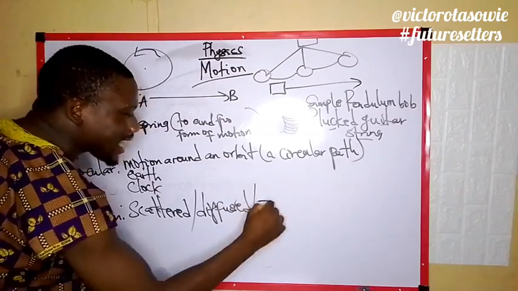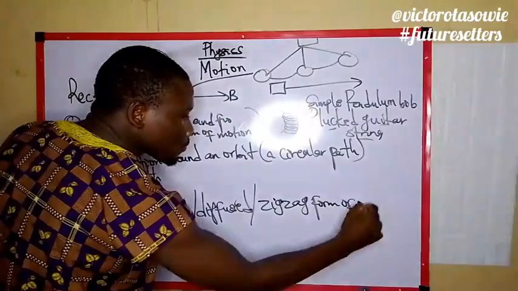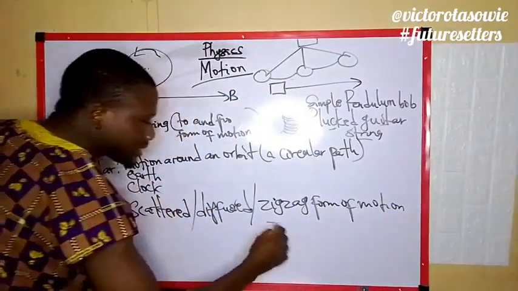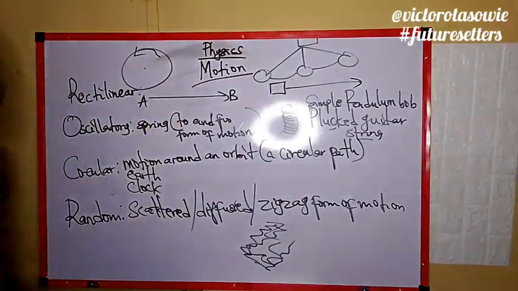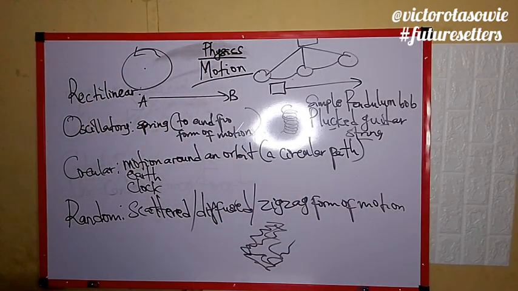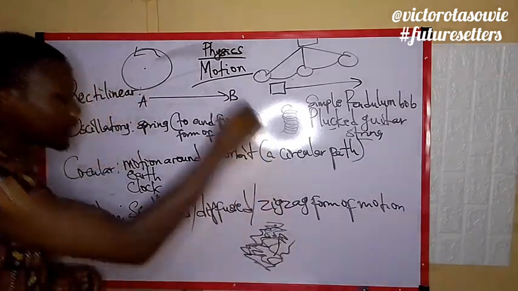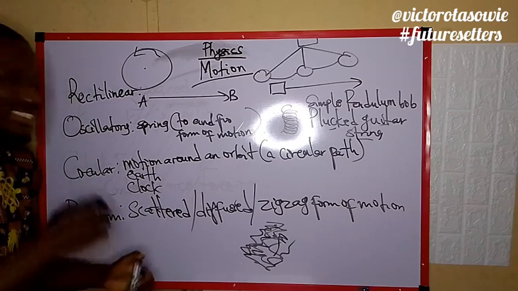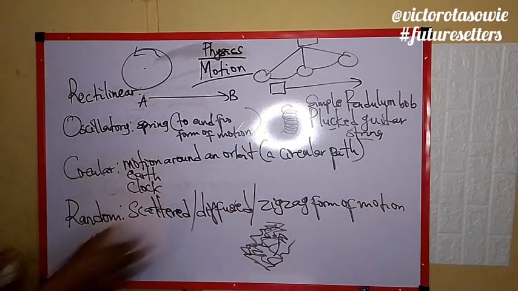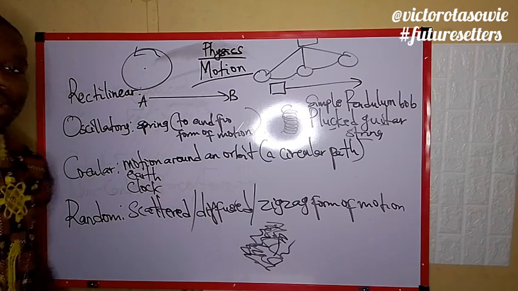We call it a zigzag form of motion. So you cannot really tell the way it's moving, it's moving around like this. That's zigzag, random motion. You cannot tell. It is just moving around, scattered. That's what we call random motion. So it is diffused, it is moving round and round. So we have different types of motion.